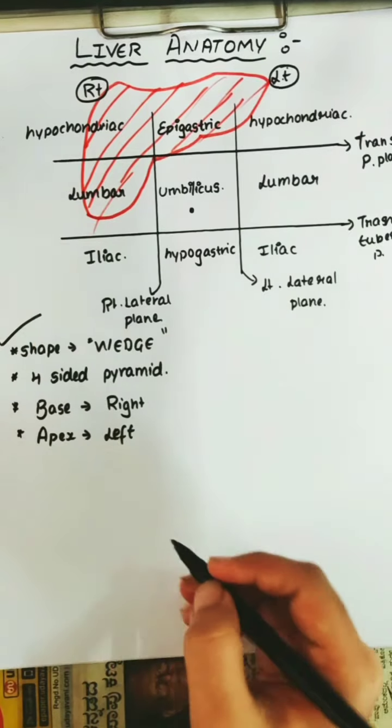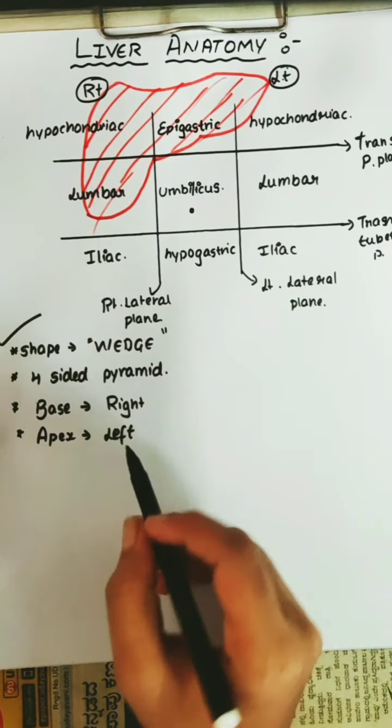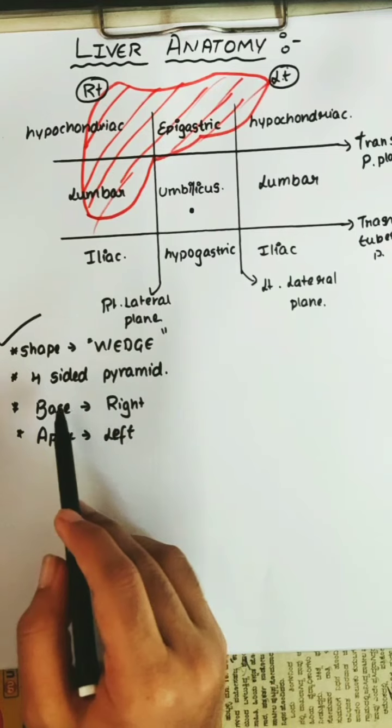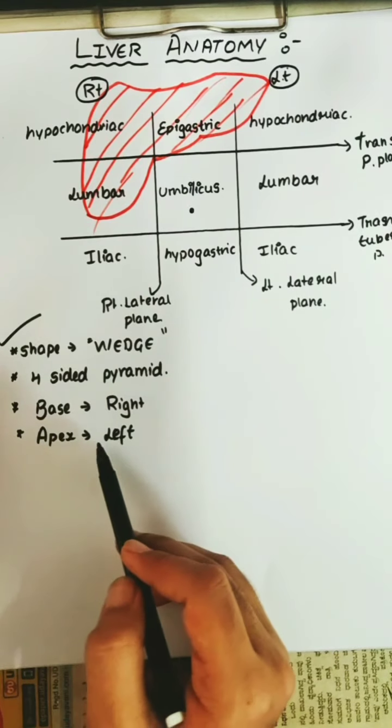So remember these 4 points. This is the general explanation about the liver. Liver is wedge shaped, four-sided pyramid. Base is directed towards the right. Apex is directed towards the left.